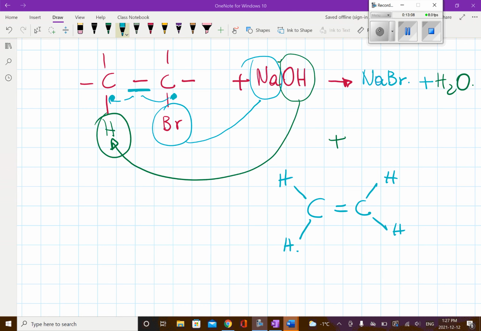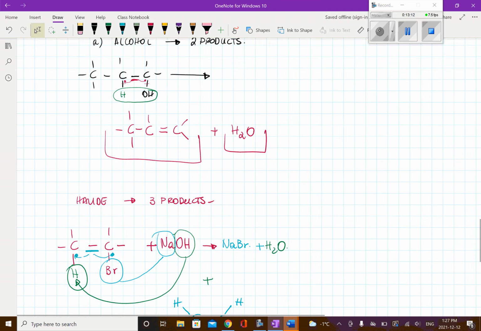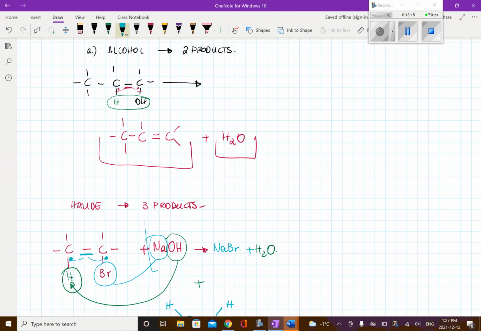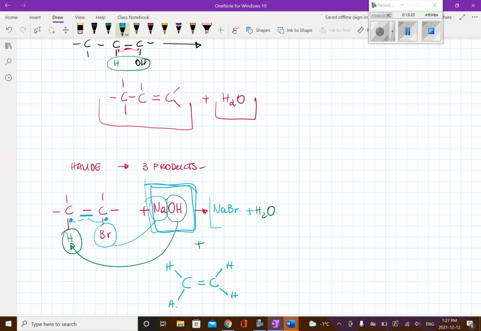Okay, so keep in mind that the elimination reaction, when we have a halide, is producing three products because we are adding a strong base here, and the products that are formed are sodium bromide, water, and ethene. Okay, this is in terms of the reaction, and we are pretty much done.